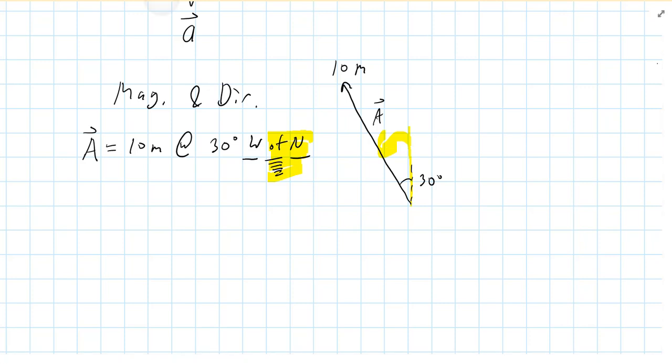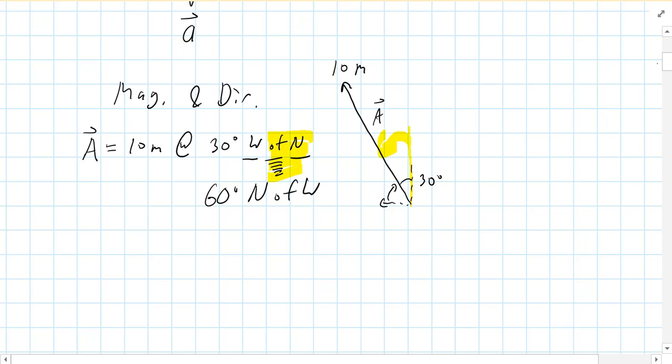There's a couple other ways to write this. You could write 60 degrees north of west, which means you would start by pointing west, and you would rotate 60 degrees clockwise, or north. And that would be the same direction.